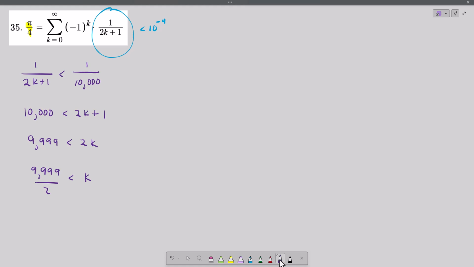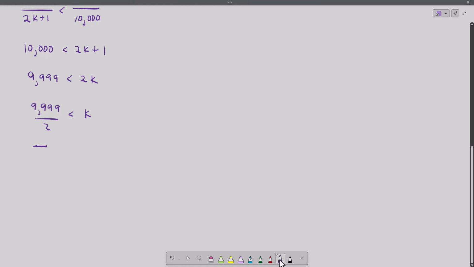And we want the first k value that satisfies that inequality. What is the first k value that satisfies that inequality? If you type into your calculator 9999 divided by 2, what's the first integer above that? 5,000. Do you agree, Danny? I agree with that. So this tells us that k has to be 5,000. So that's the first k value that satisfies that inequality.